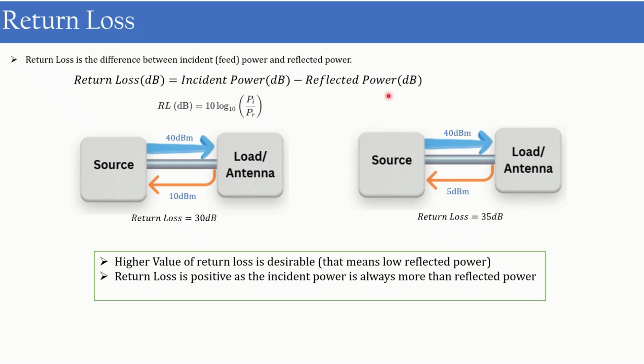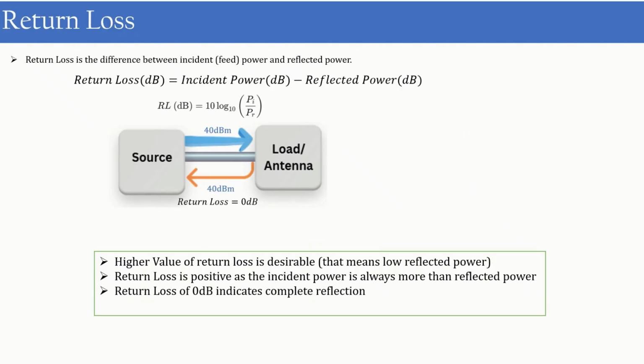That means low reflection, and the return loss will always be positive, because we know that incident power is always greater than the reflected power. So it will always be positive. Next, we can consider a complete reflection case. Here we can see that incident power is 40 dBm and we are considering all the power is getting reflected back. So in this case, return loss will be 40 dBm minus 40 dBm. That will be the 0 dB condition.